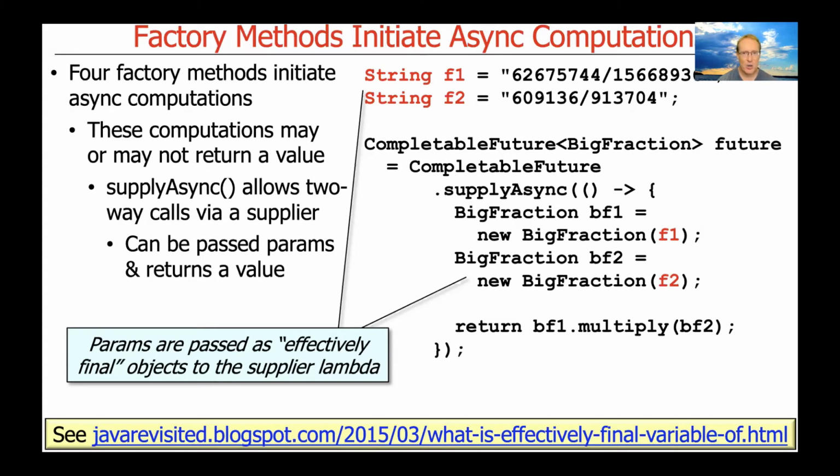That will get queued up and run by some thread, in this case, in the common fork join pool. And what we get back from supplyAsync is a completable future to the big fraction result. And then we'll see later how completion stage methods and other kinds of methods can be used in order to get those results without having to block the caller.